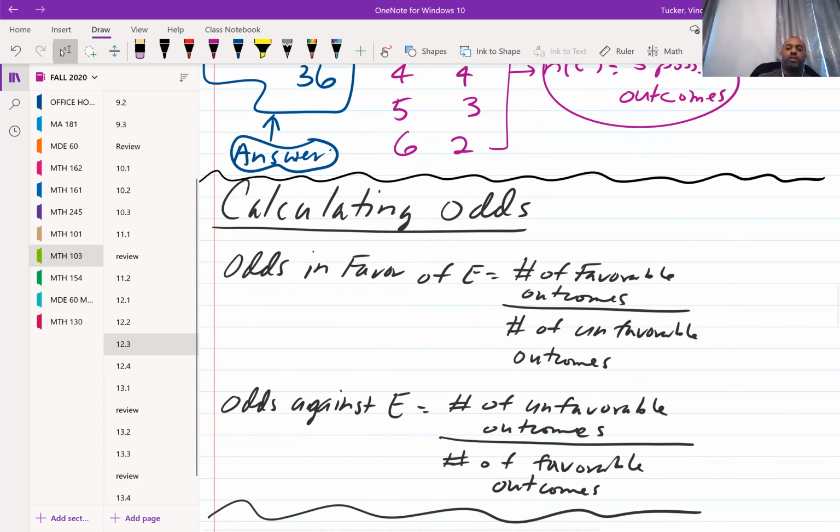All right, next one, calculating odds. You want to know the odds in favor of event E. Take the number of favorable outcomes, place it over the number of unfavorable outcomes. If you want to know the odds against, you just flip the fraction, have unfavorable over the favorable. So it's the same two numbers, just that if you're talking about odds in favor, you have favorable over the unfavorable. But if you're talking about odds against, you take your unfavorable number, put it over the favorable number.